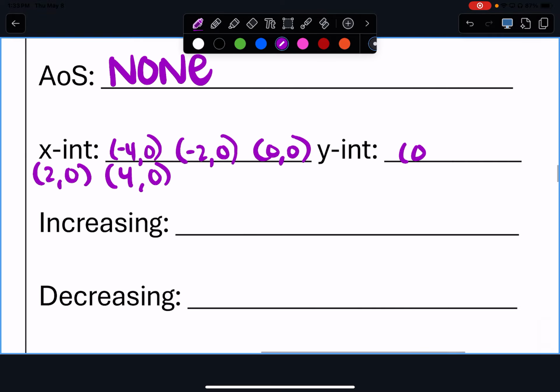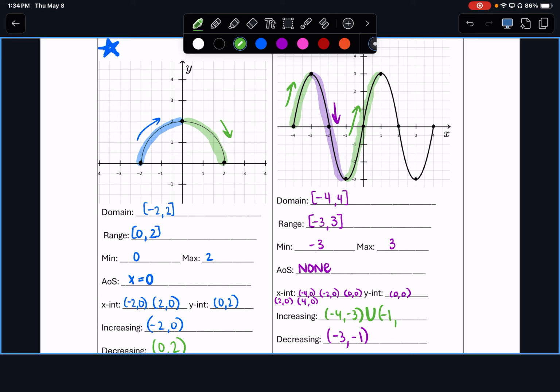Okay, then it switches. What does it switch to? It switches to decreasing. And what would the interval be for that decreasing? Negative 3 to negative 1. Yep. Then what happens after that? It increases again. So to connect 2 intervals that are both increasing, you're going to put a U in between. And so where does that next interval need to start? Negative 1. It's going to go from negative 1 all the way to 1. Yep.